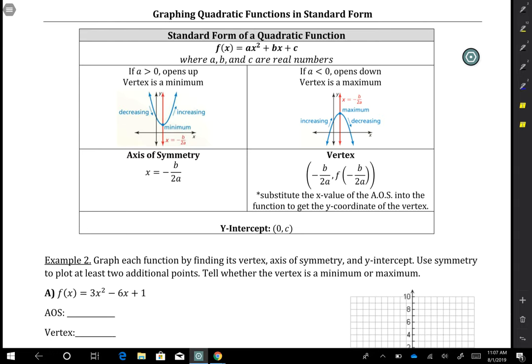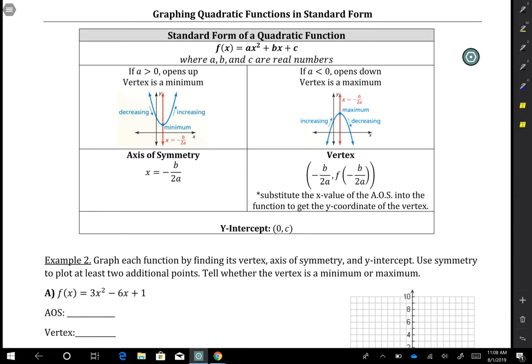Hi guys, welcome to our video where we're going to learn how to graph quadratic functions that are in standard form. We spent the last few days graphing quadratics that were in transformation form, but when we can't see the transformations straight from the function, we have a different way to graph them.